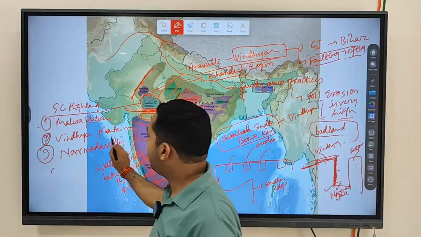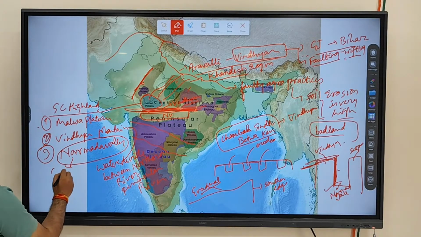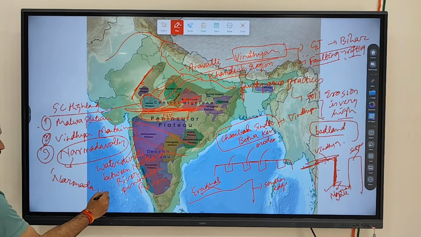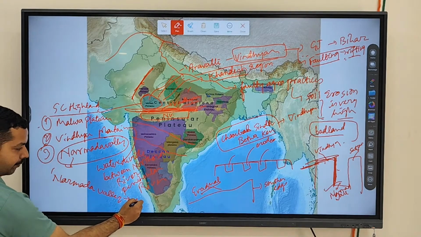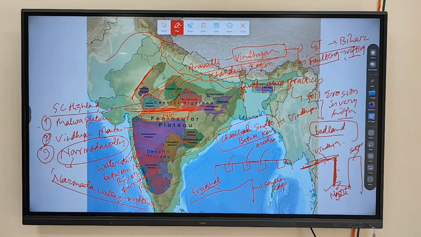Fine. Next, the third that you have is the Narmada Valley. Clear? You know that Narmada Valley flows where? It flows in a rifted region. So this Narmada flows in a Rift Valley region.